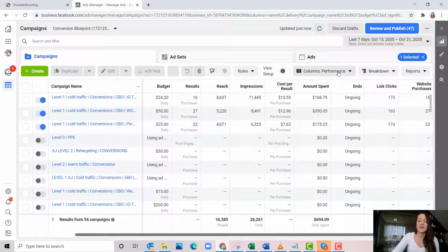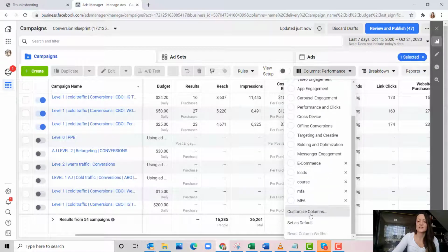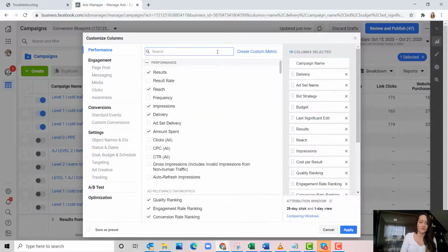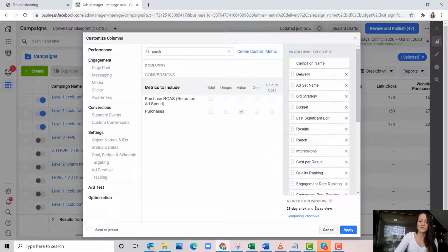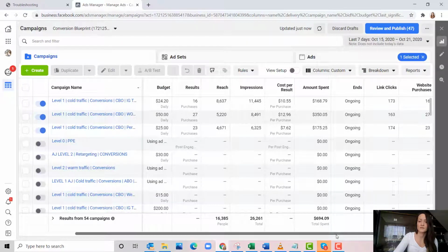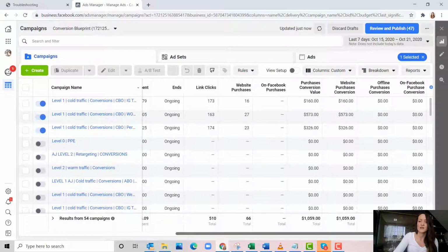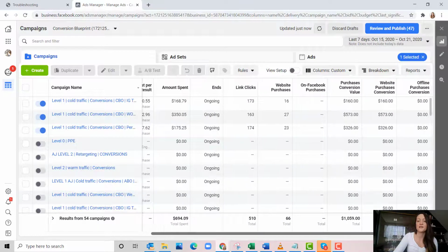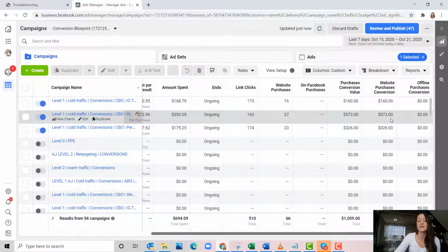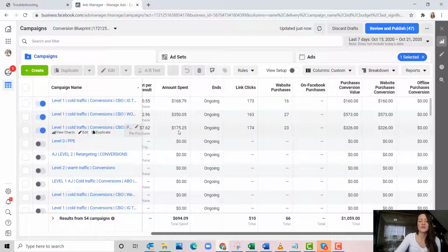So the next metric I want to look at is my purchase value. Here you can see that I've spent $168 to make $160, so I was not profitable here. Here I spent $350 to make back $573. I was definitely profitable here. And here I spent $175 to make back $326. So overall I spent $694 to make back $1,000.